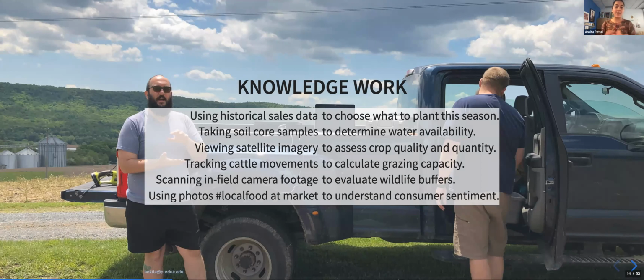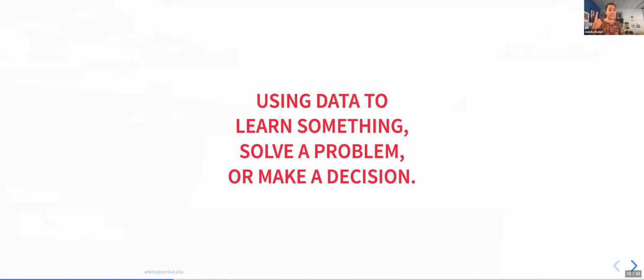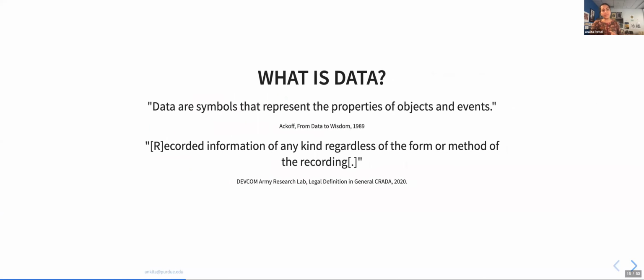And so there are many different types of activities that we do in agriculture, whether you're tracking cattle movements or scanning in-field camera footage. These are all examples where you are essentially using data to learn something, solve a problem, or make a decision. And so you start to see these repeating genres when we're thinking about the kinds of work or the kinds of practices or the kinds of things that people are actually doing in agriculture. And I'll do a little bit of context setting, so we're all using the same words the same way. And let's even just start with data, right? I define data very broadly.